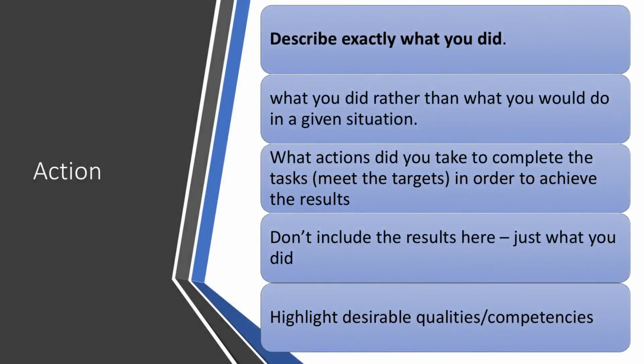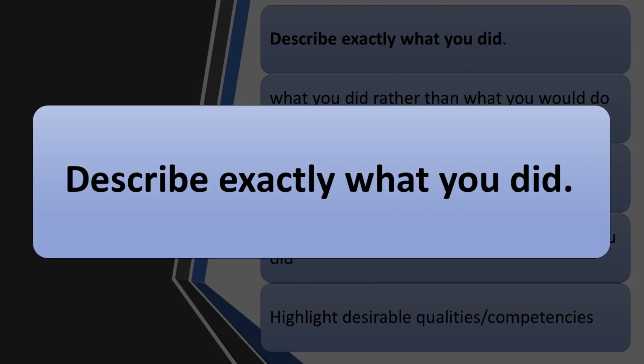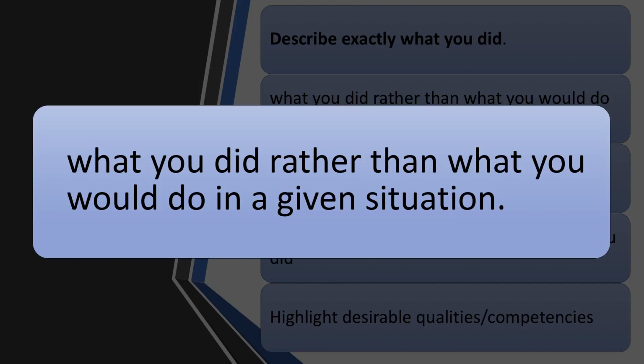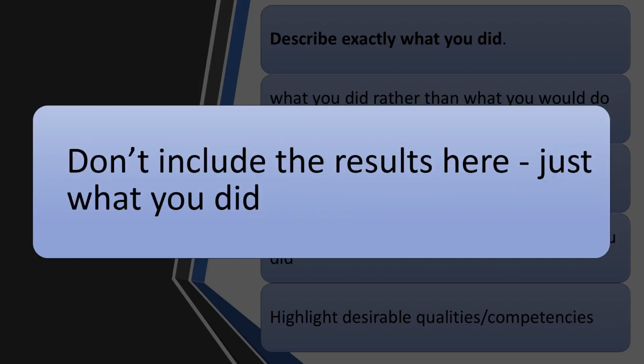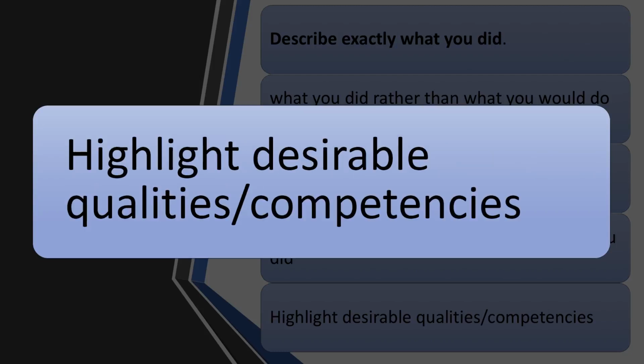Take a look at your actions. Make sure you describe exactly what you did. Not what you would do, could do, or should do, but exactly what you did. What did you do to complete the tasks, or meet the targets, or achieve other results that were not stated? What didn't you do that should not have been done is also something to remember. Sometimes inactions are as important as actions. But make sure what you did is highlighted.